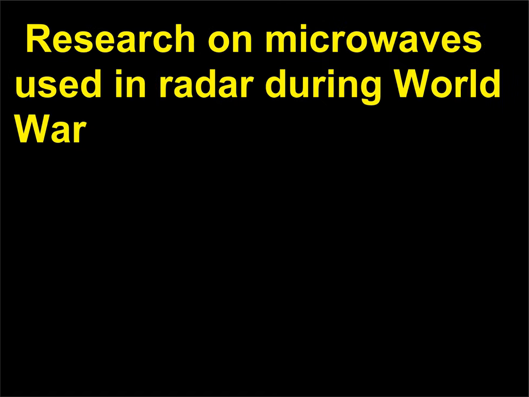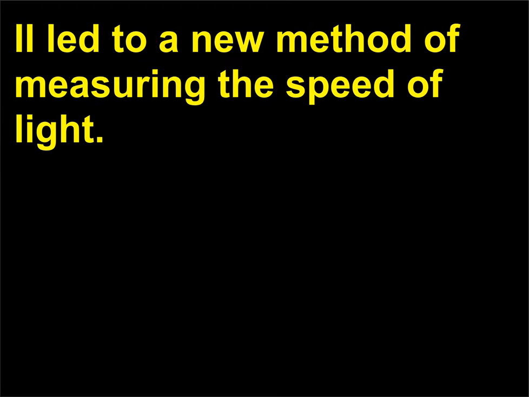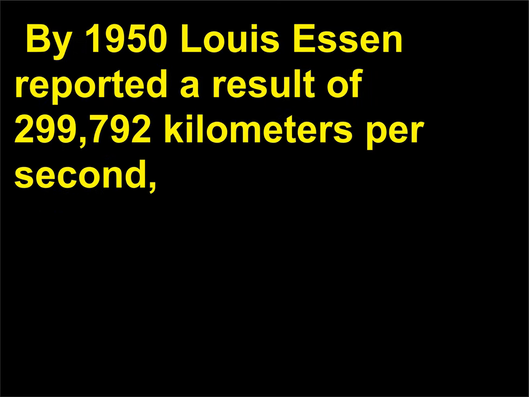Research on microwaves used in radar during World War II led to a new method of measuring the speed of light. By 1950, Louis Essen reported a result of 299,792 kilometers per second, slightly more precise than Michelson's result.